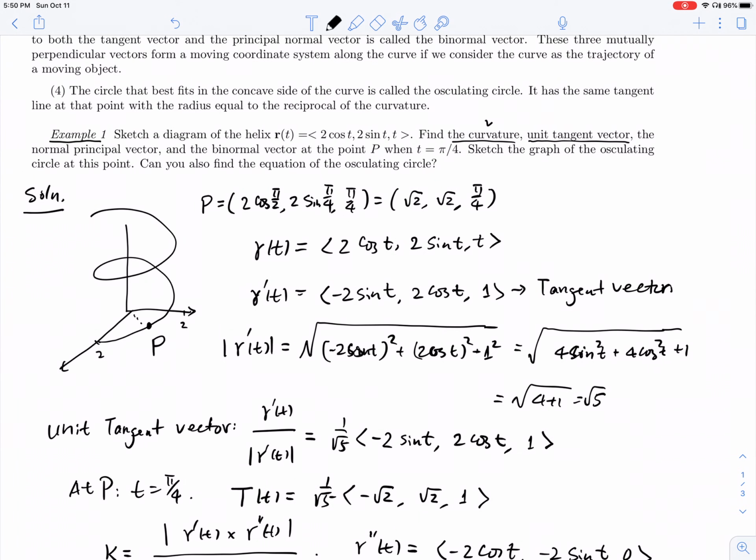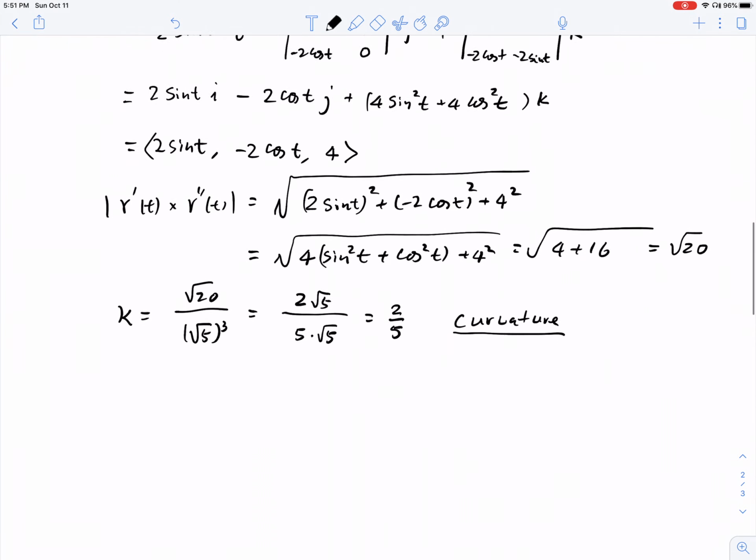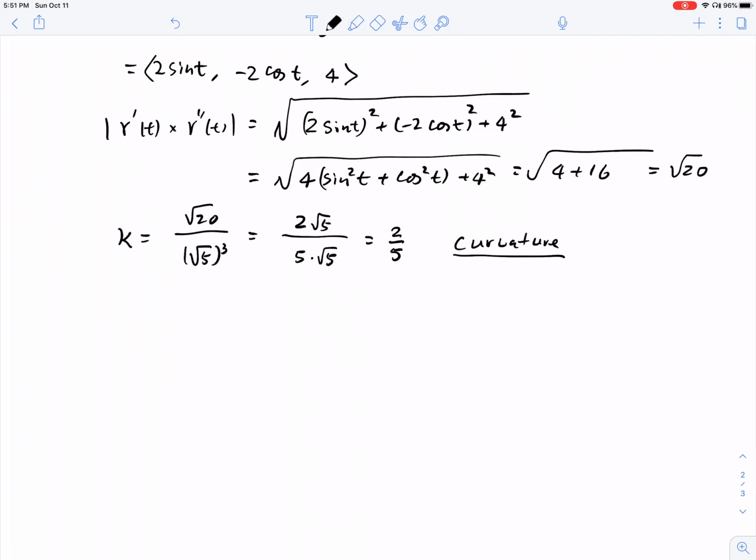So now we have curvature and the unit tangent vector, and now we want to find the principal normal vector and the binormal vector. I think I'm just going to give you the formula for the binormal vector instead of computing it, because otherwise the video is going to get really long. Okay, so the principal normal vector, that's the derivative of T. The principal normal vector.